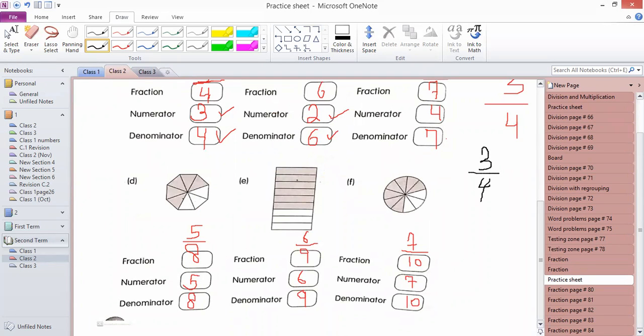E, there are 1, 2, 3, 4, 5, 6. 6 parts are colored, so numerator is 6. There are total 9 parts. The denominator is 9 and the fraction will be 6/9. And the last one here, 1, 2, 3, 4, 5, 6, 7. There are 7 parts which are colored out of 10 parts. So 7 is numerator, denominator is 10. 7 parts out of 10 parts are colored. So this is 7/10. So guys, up to here, everything is clear to you?